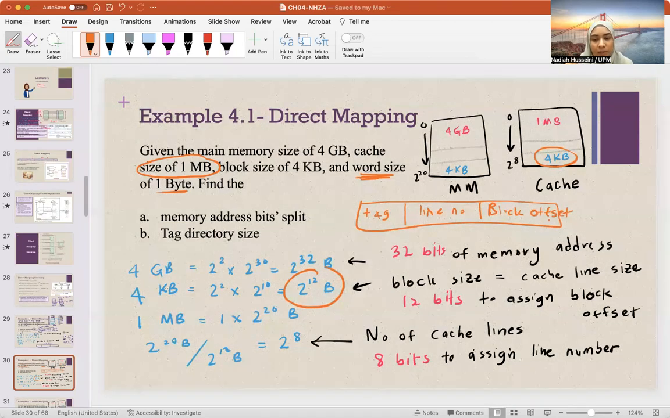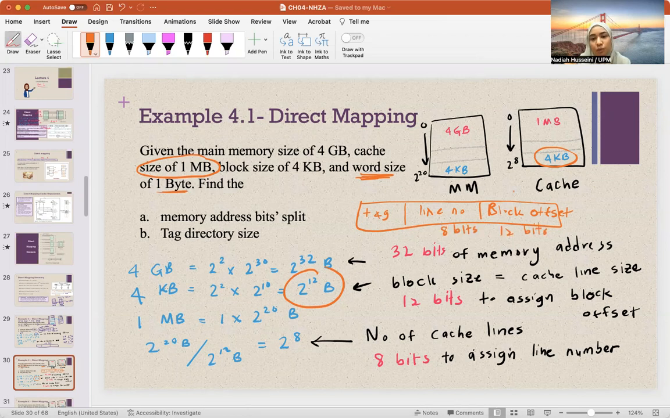Tag, line number, and block offset. So we know what the cache line size is, which is 12 bits. So this is going to be 12 bits over here. And then, sorry, this is the number of cache lines. The number of cache lines is supposed to be 8 bits. Okay, block offset is 12 bits. My bad.